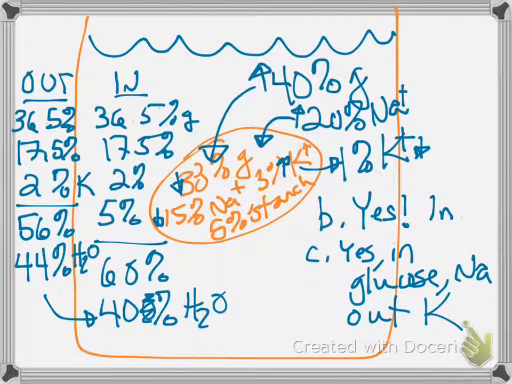Will the cell shrink, swell, or remain the same? Well, since some water comes inside the cell, the answer to D is that the cell will swell a little bit. And is the solution in the beaker hypotonic, hypertonic, or isotonic? Well, since there was a higher concentration of stuff inside the cell, that means that the solution had a lower concentration of stuff, which is hypotonic.